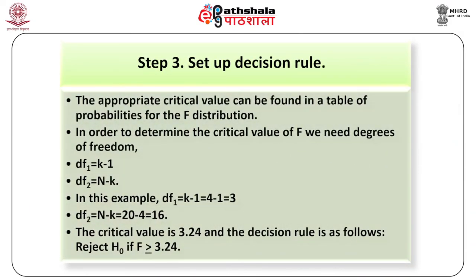Step 3. Set up the decision rule. The appropriate critical value can be found in a table of probabilities for the F distribution. In order to determine the critical value of F, we need degrees of freedom. df1 equals k minus 1, df2 equals n minus k. In this example, df1 equals k minus 1, that is 4 minus 1, which is equal to 3. And df2 equals n minus k, that is 20 minus 4, which is 16. The critical value is 3.24 and the decision rule is as follows. Reject null hypothesis if F is greater than or equal to 3.24.